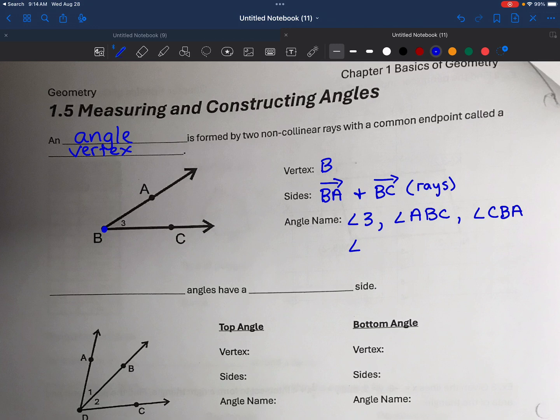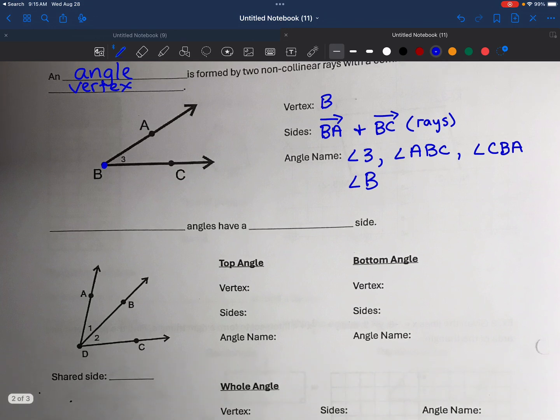There's one last way. We can't do BAC, because if we said BAC, it would look something like this. Okay, here's one thing we have to talk about. The reason these two work is because what is located in the middle? B, which is our vertex. So that's why those two work. The last one would be a single point, which we could call angle B.